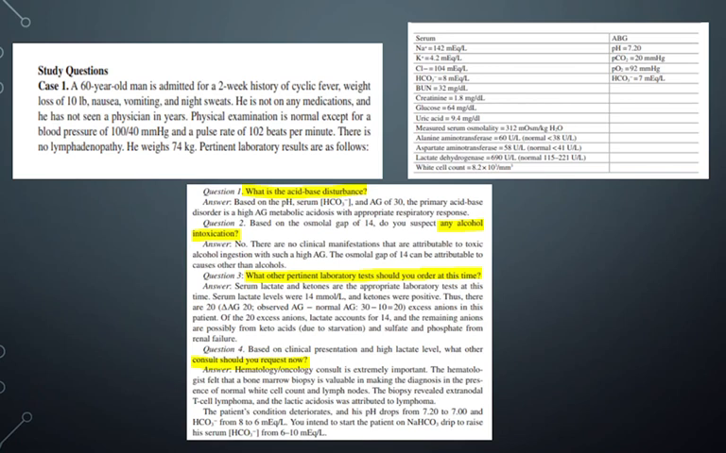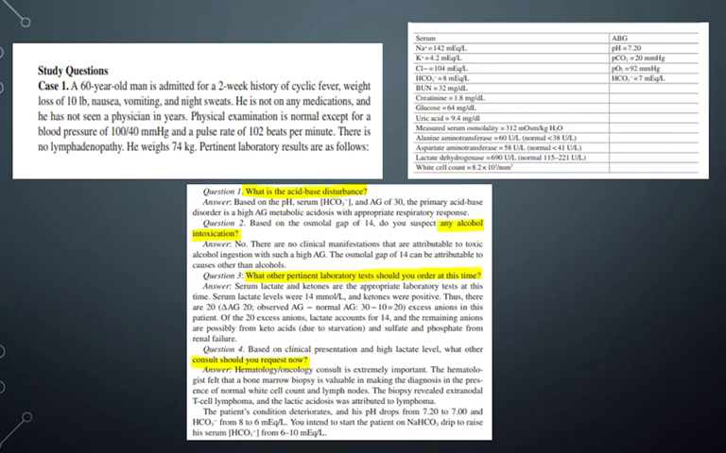So the anion gap is 30. The observed anion gap minus the normal anion gap, that is 30 minus 10, is 20. So the delta anion gap is 20. This means that there are 20 excess anions in this patient.